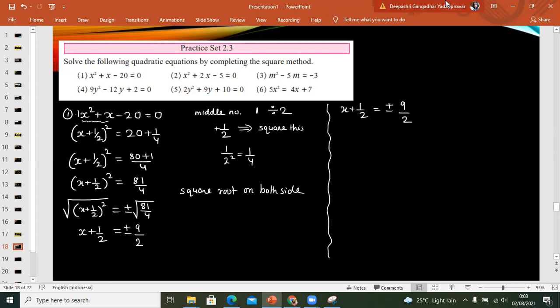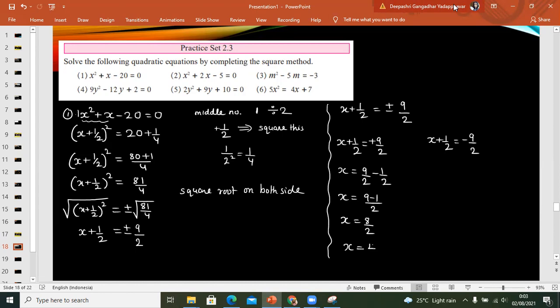Now we can write this separately as x plus half equals positive 9 by 2, and on the other side we write x plus half equals negative 9 by 2. We have to separate it and solve this. So x equals positive 9 by 2. This positive half will go to the other side and become negative half. x equals 9 minus 1. The denominator 2 is the same, I'll write it only once. x equals 9 minus 1 is 8 divided by 2.